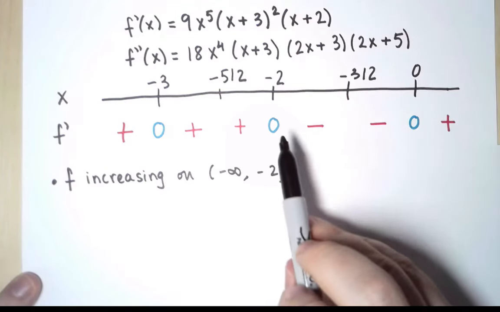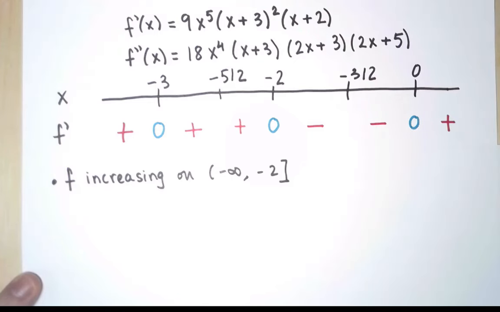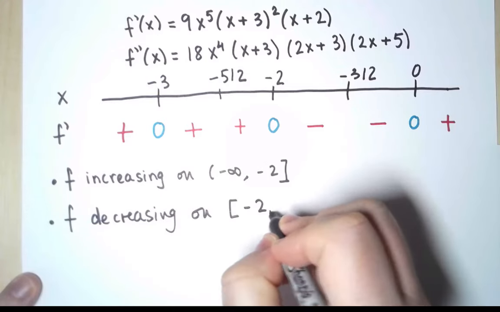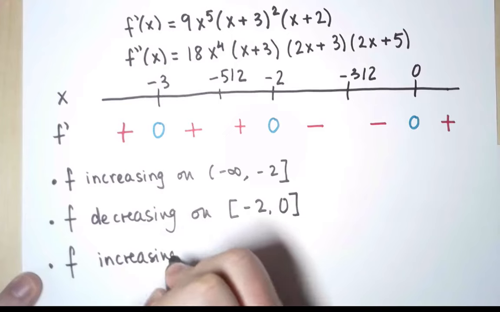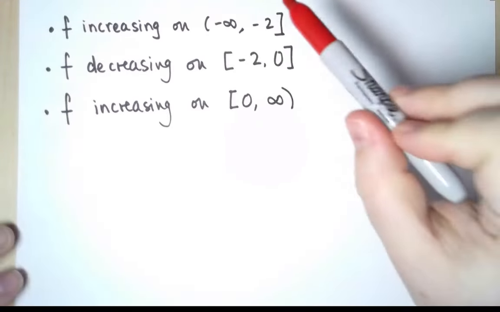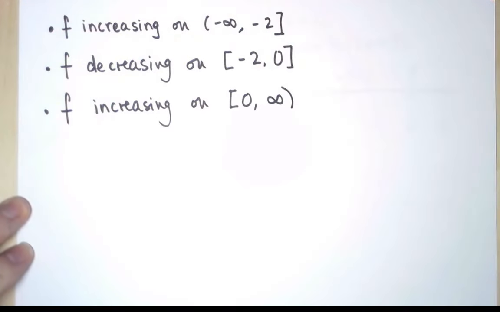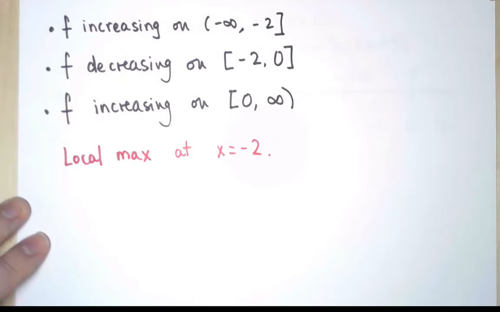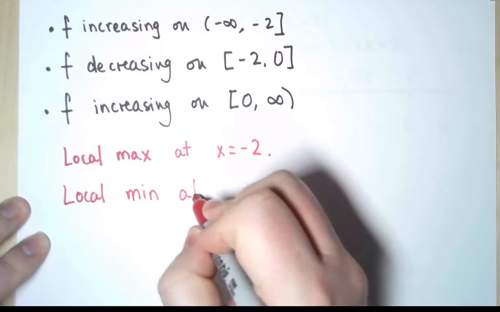Now the derivative is negative from minus 2 to 0, and the function is continuous at the endpoints, so the function is decreasing from minus 2 to 0, including the endpoints. And then the function will be increasing after 0. And there is more. At minus 2, the function changes from increasing to decreasing, so we have a local maximum. And at 0, the function changes from decreasing to increasing, so we have a local minimum.